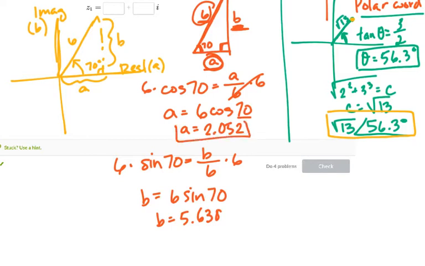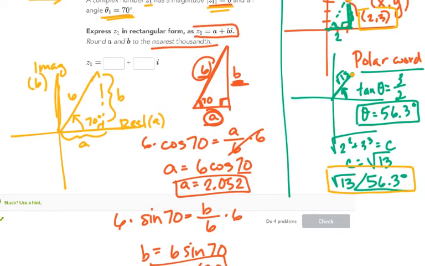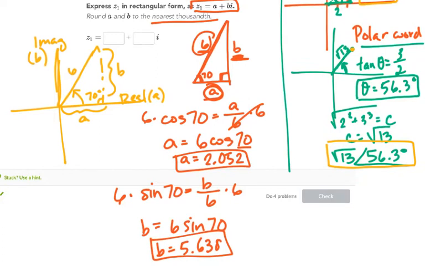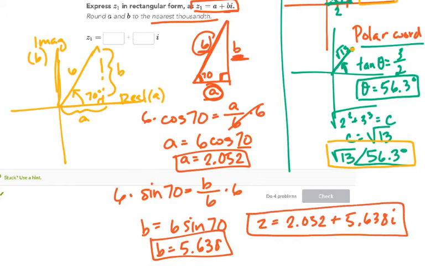So I just found my A and my B, and in the problem, they want it in this form. So my Z equals A, which is 2.052, plus my B, which we found was 5.638, and then you need to have the I on there because that's what puts it in the standard form, because we're dealing with the real and imaginary axes. So you type those figures right in there. They already typed the I for you, so you don't type that. And that's the answer to that type of problem.